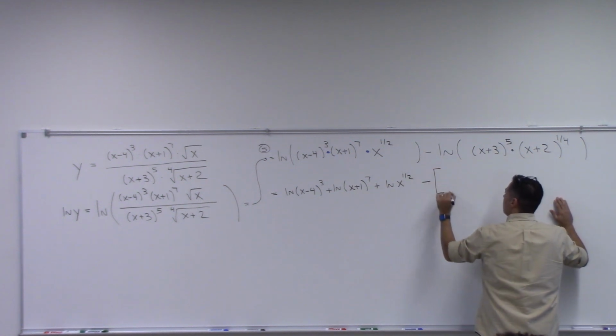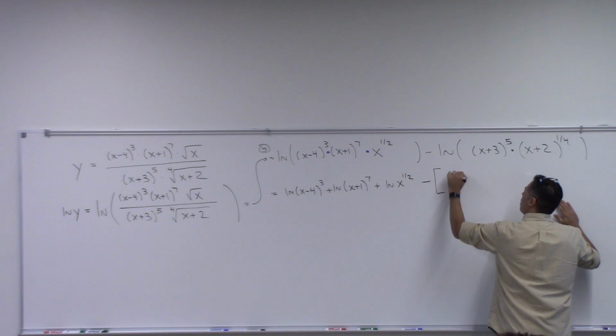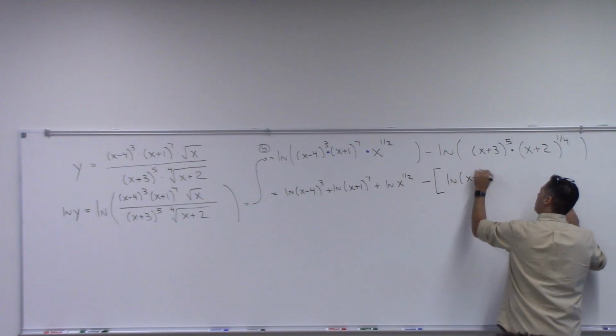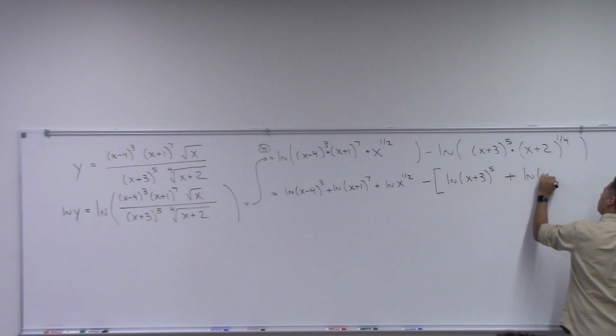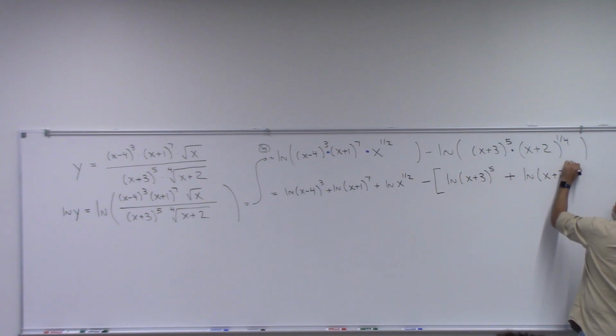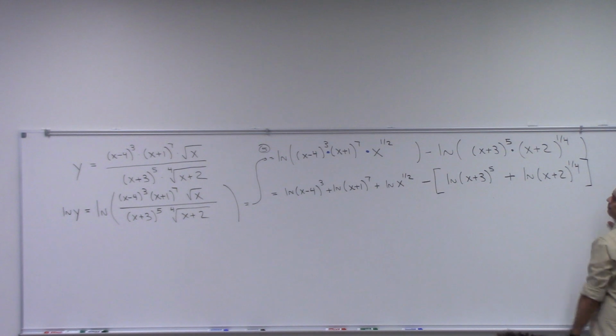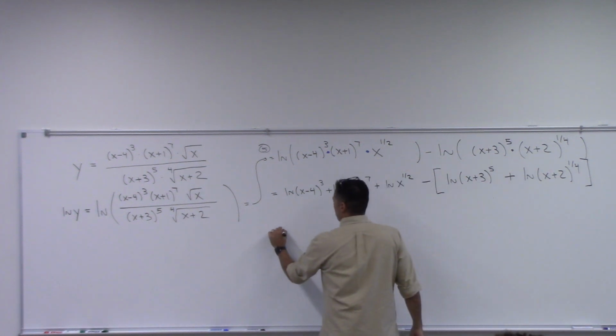So I'm going to put a bracket here. Natural log of x plus 3 to the 5th plus natural log of x plus 2 to the 1/4. Close my bracket. Questions on that? It's not so bad, is it? Are y'all following? It's all right. Okay, now property 6.